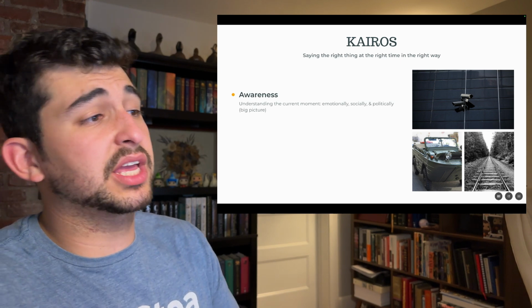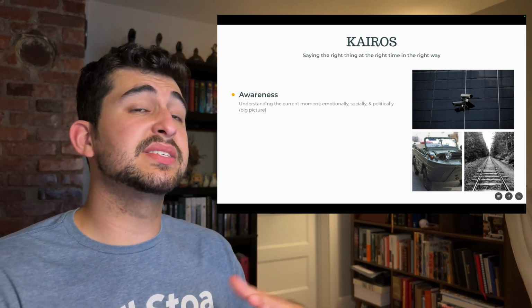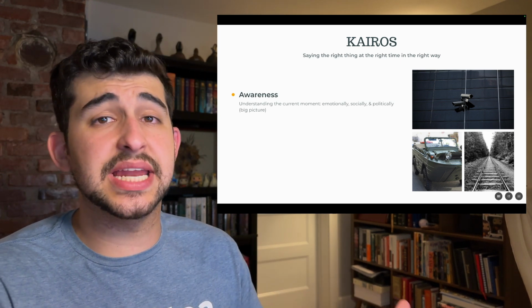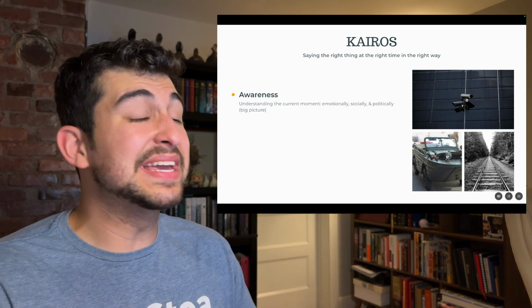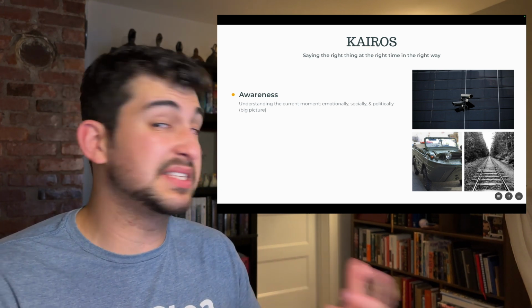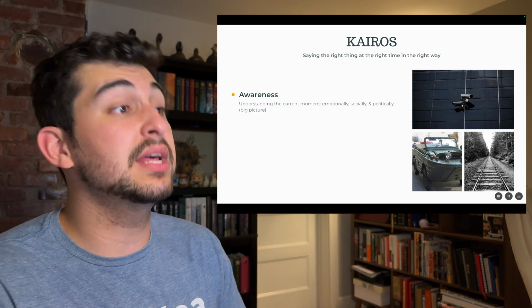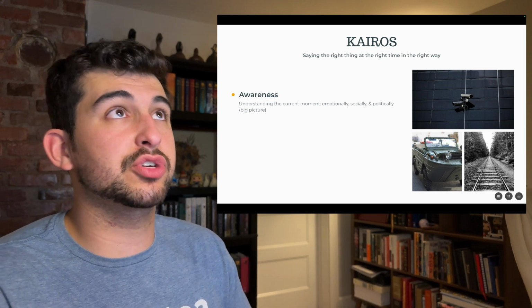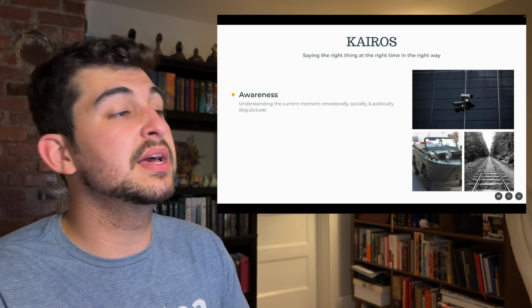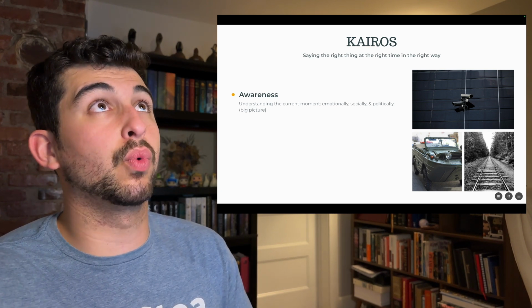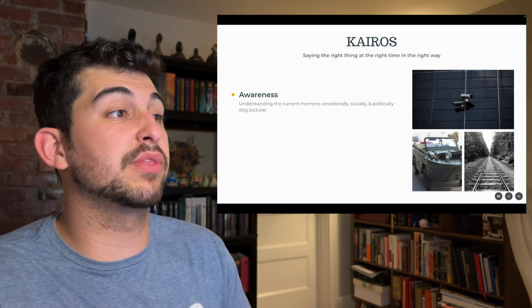We start off by talking about awareness. Simply put, it's the idea of understanding the current moment. But we can dive into this, and that means specifically in three different moments, right? Emotionally, so you need to understand what's going on with the feelings. You need to be aware of how your words are making other people feel, what the judge is feeling.